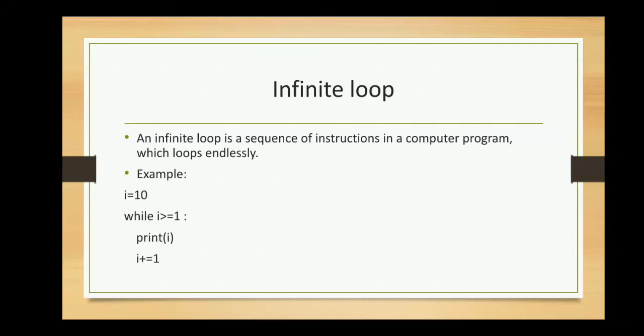Infinite loop. An infinite loop is a sequence of instructions in a computer program which loops endlessly. It happens either due to the loop having no terminating condition or having a condition that can never be met. This is the example given. You can see when you execute this program, there will be no ending. There is no limitation, and when we have to stop it, we have to close the execution window, then only it will be over.